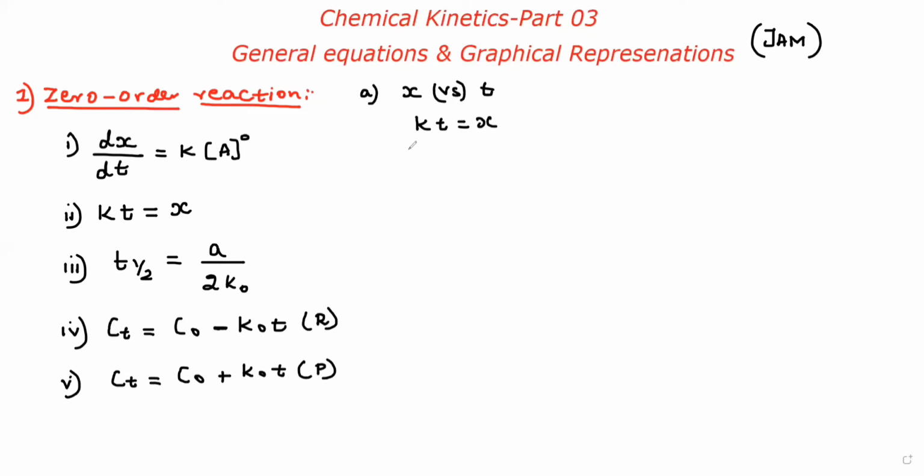Okay, now see the graph. Very simple. This is time. This is x. What is it? A straight line, right? Straight line graph. Slope is nothing but k. What is slope? It's equal to the rate constant.